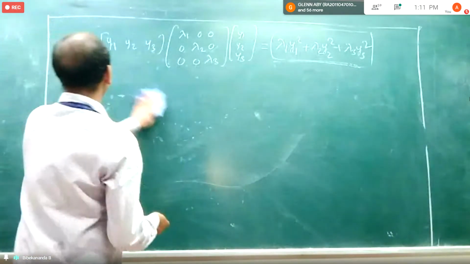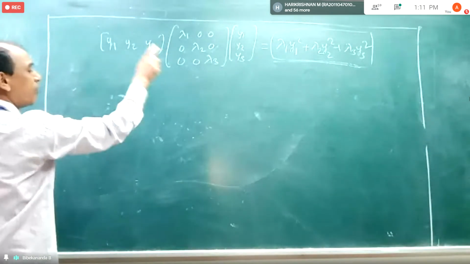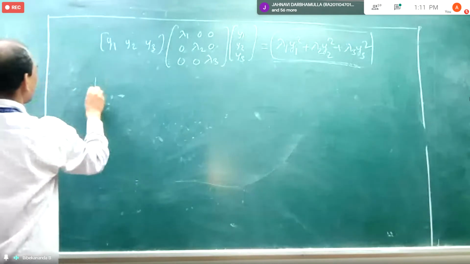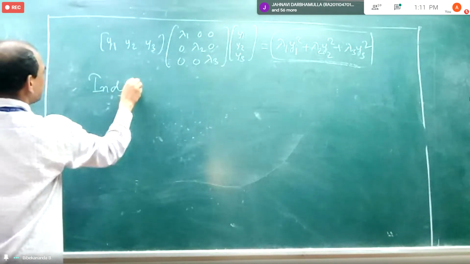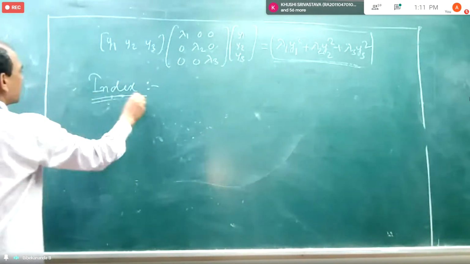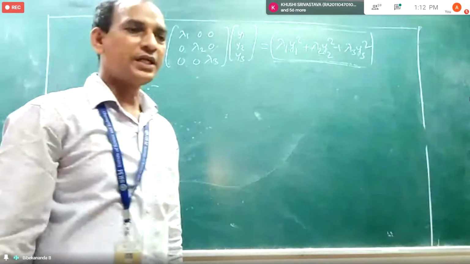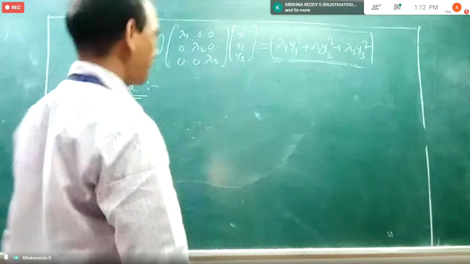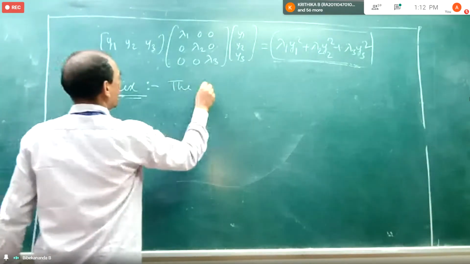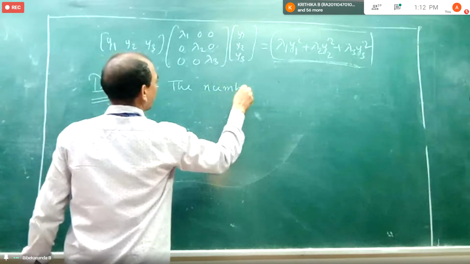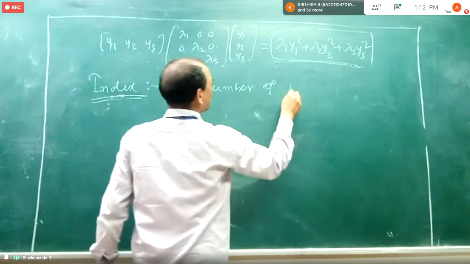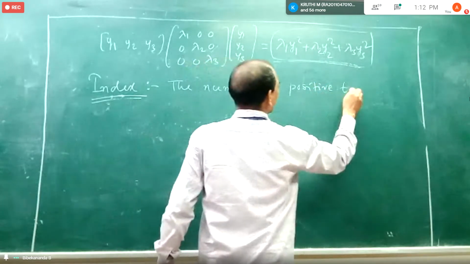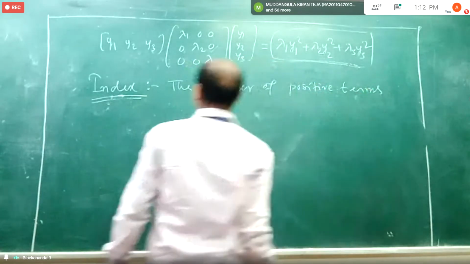Now we will write the properties of the canonical form. So the first one is index. What is index? The number of positive terms in the canonical form.